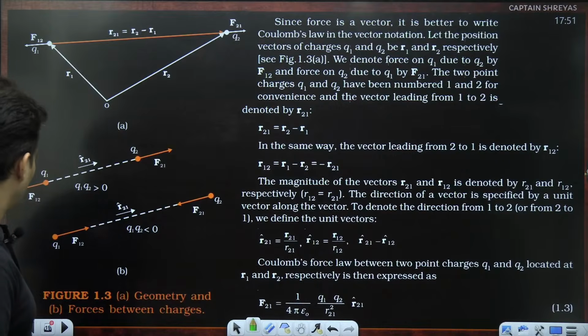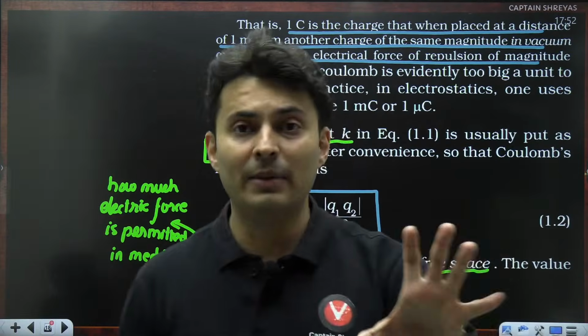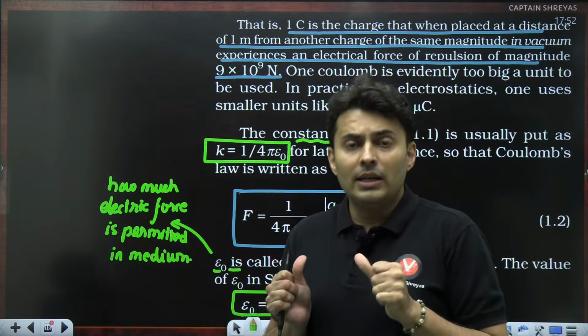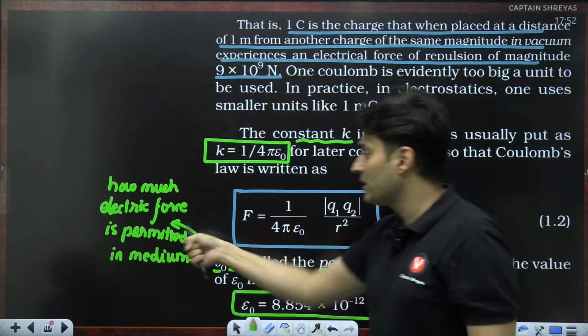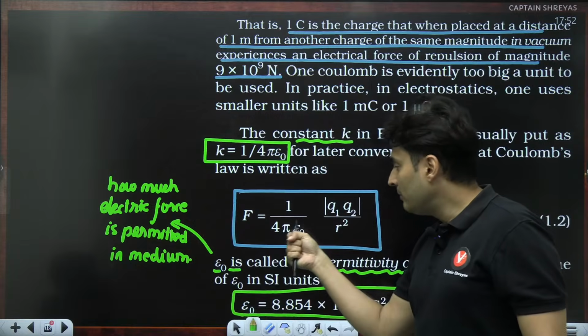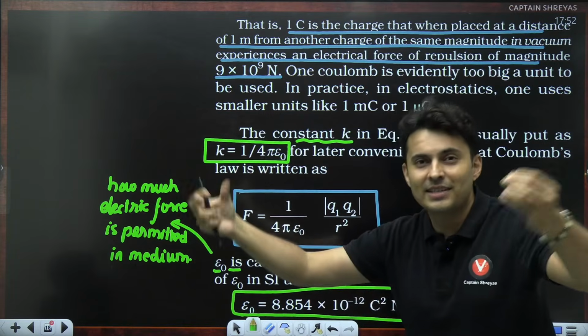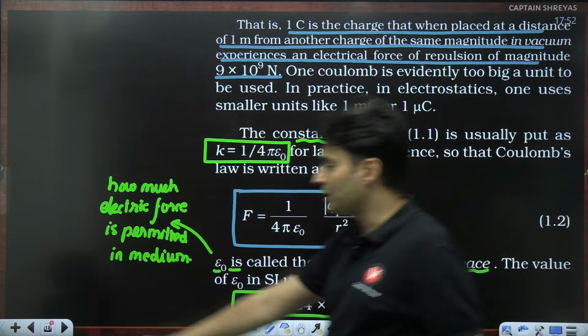Great. So, till this point, I hope it is clear what is the meaning of permittivity: how much field or how much force is permitted in that medium. Electric force is permitted in that medium. That is what this decides. If the medium where the charges are placed is different, this value will definitely change.